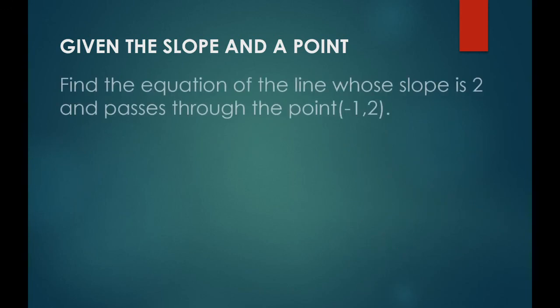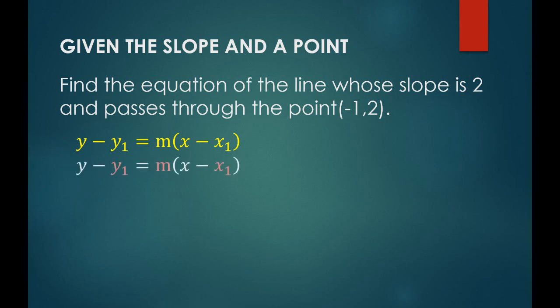Another example. Find the equation of the line whose slope is 2 and passes through the point negative 1, 2. y minus y sub 1 is equal to m times x minus x sub 1. That's our formula again for problems asking us for the equation of a line, but it just gave us a slope and a point. Again, x sub 1 is negative 1 and y sub 1 is positive 2. So let's replace the variables here with those values.